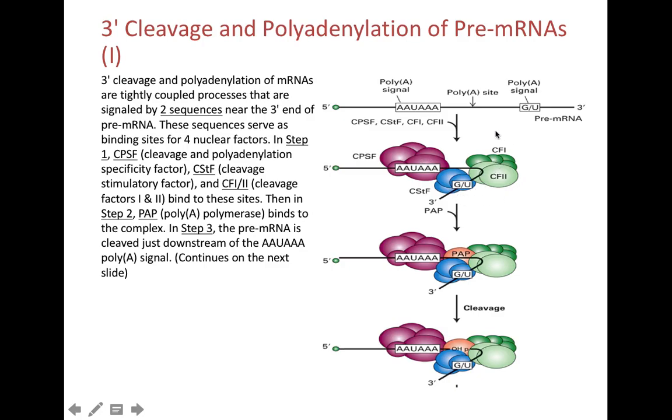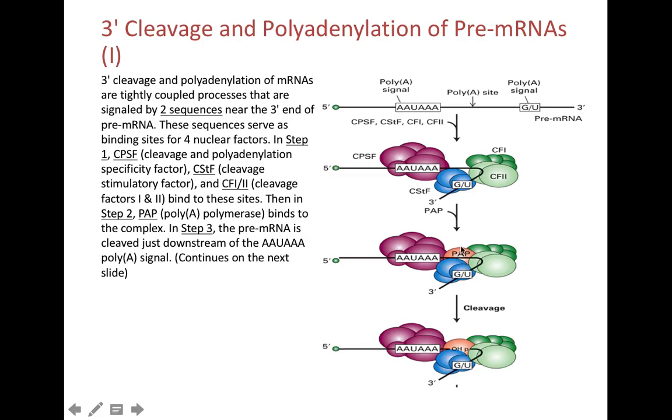This loop is then bound by cleavage factor 1 and cleavage factor 2. So the job of these two factors is to stabilize this complex. After this complex is stabilized, another enzyme, what we call PAP or poly-A polymerase, is recruited and binds to this complex.